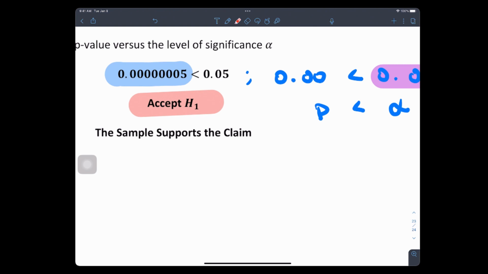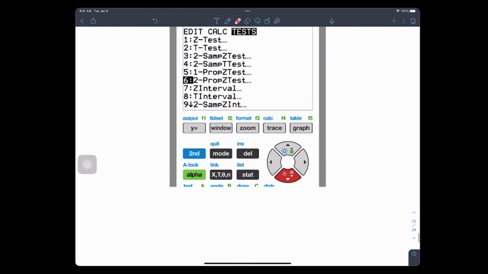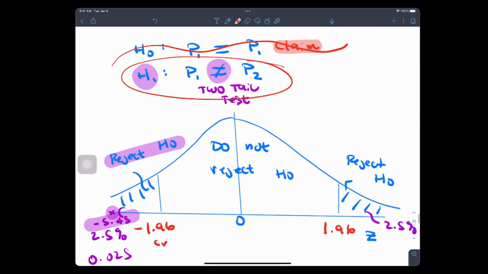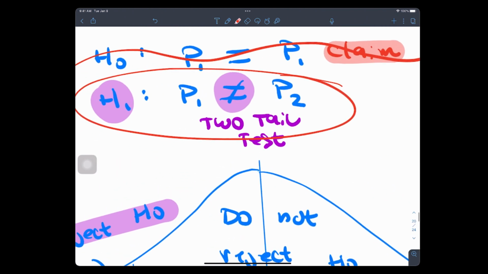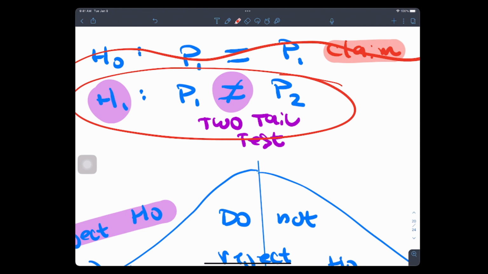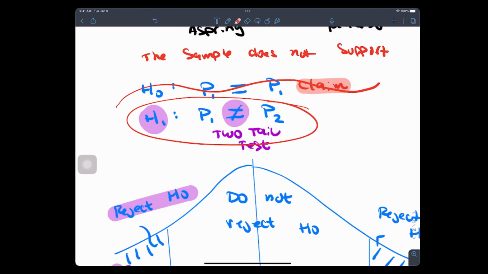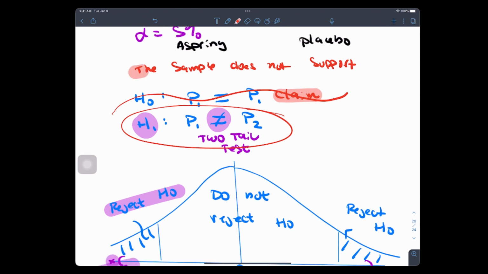If you accept the alternate, go back up here. Here it is. You're accepting the alternate. Isn't that the same outcome as the traditional method? Aren't you concluding again, sample does not what? Support the claim.